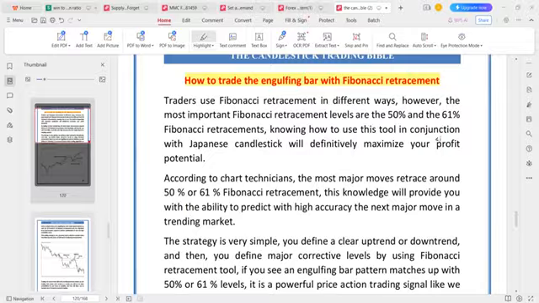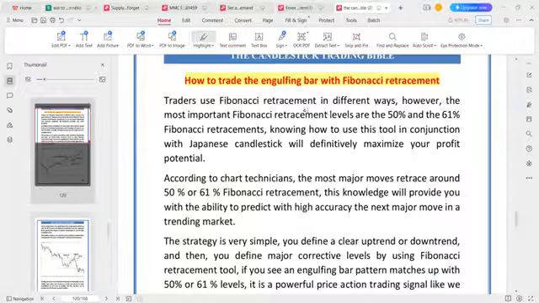Knowing how to use this tool in conjunction with Japanese candlesticks will definitively maximize your profit potential. Please be with me. English is not my first language, so some of these words I might struggle to pronounce, or I might pronounce them in a weird way, so please do be with me. I'll try to also highlight some of the major notes as we read through, then you can just jot them down and make use of them in your day-to-day trading.